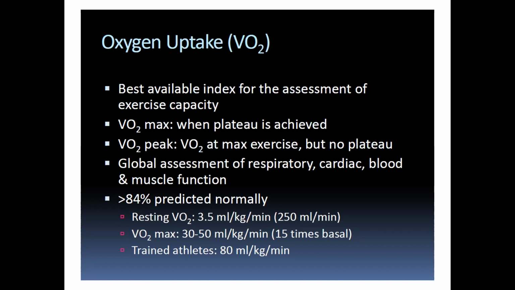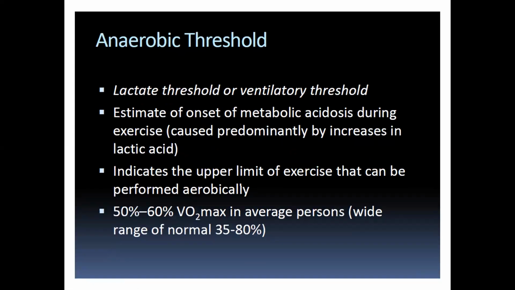Trained athletes like myself can achieve like 80 mLs per kilogram per minute. And then, you know, there are some people that can't even do 20 ml, like some of our fellows. So anaerobic threshold, what does it mean?